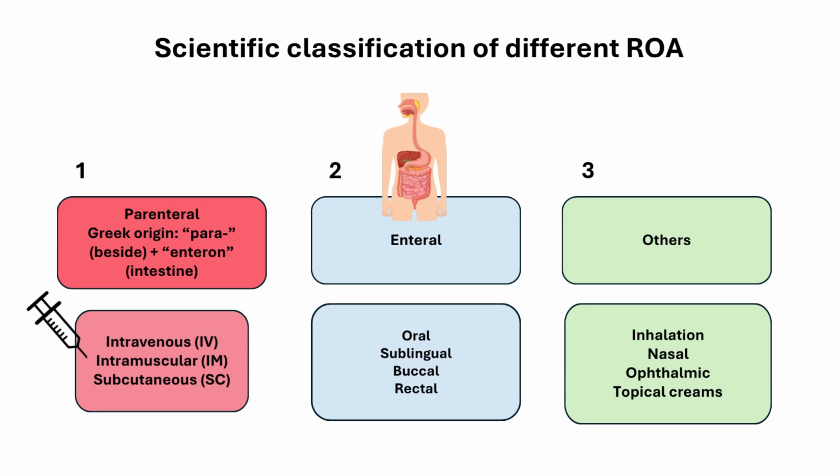There are some other routes of administration that are not enteral, that is, they do not involve the gastrointestinal tract, and they are not classical parenteral, that is, they do not involve any needle or injection, and these are classified as other routes of administration. This includes inhalation, nasal, ophthalmic, and topical creams.